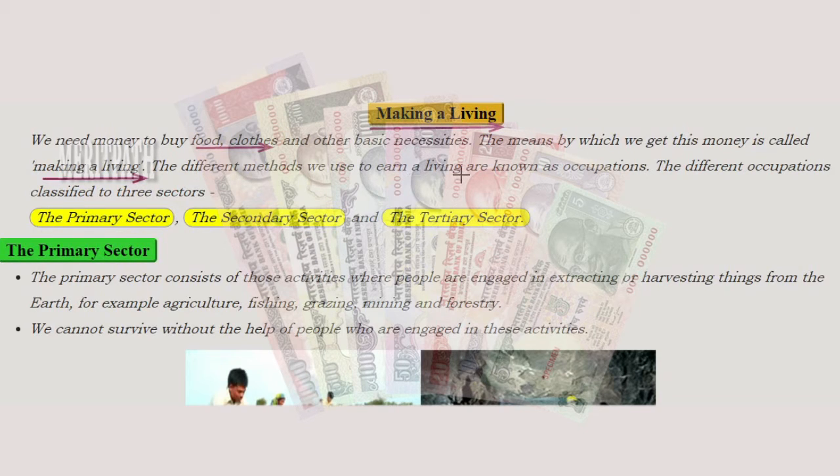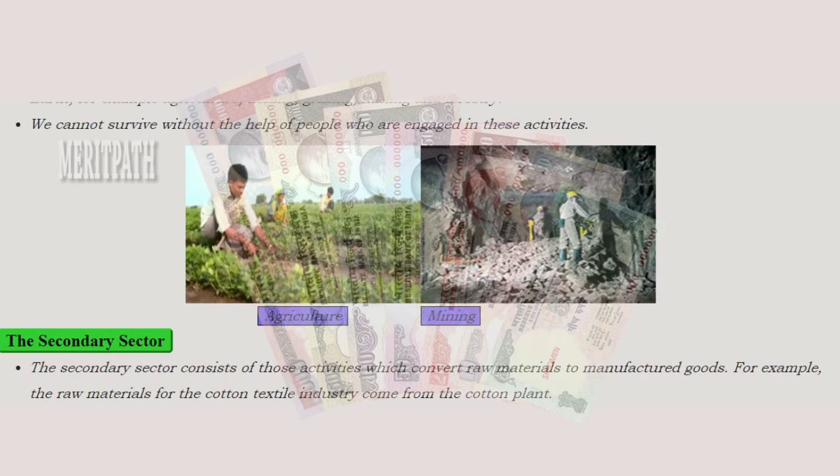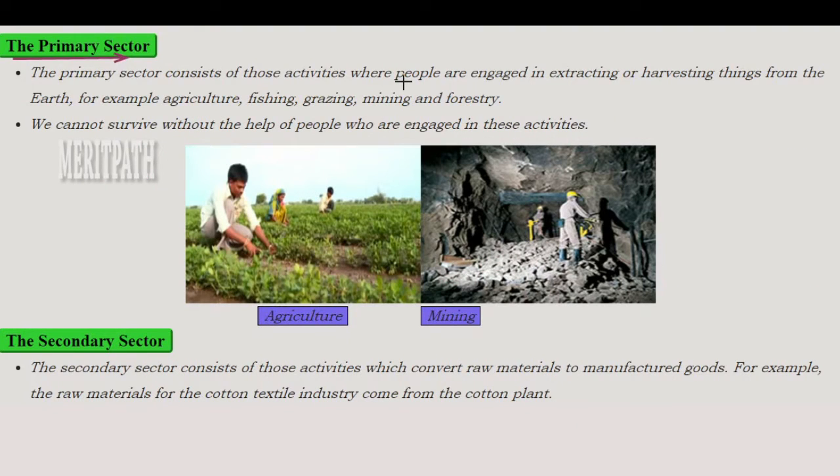So there are different methods of making a living. These different methods are known as occupations. These occupations are classified into three sectors. The primary sector consists of those activities where people are engaged in extracting or harvesting things from Mother Earth.